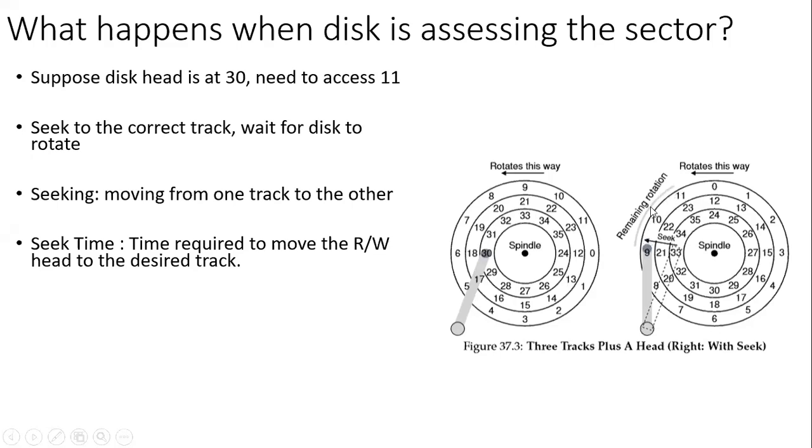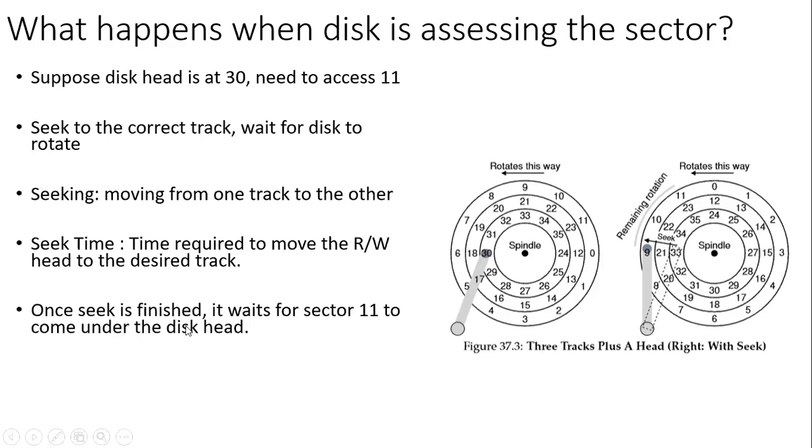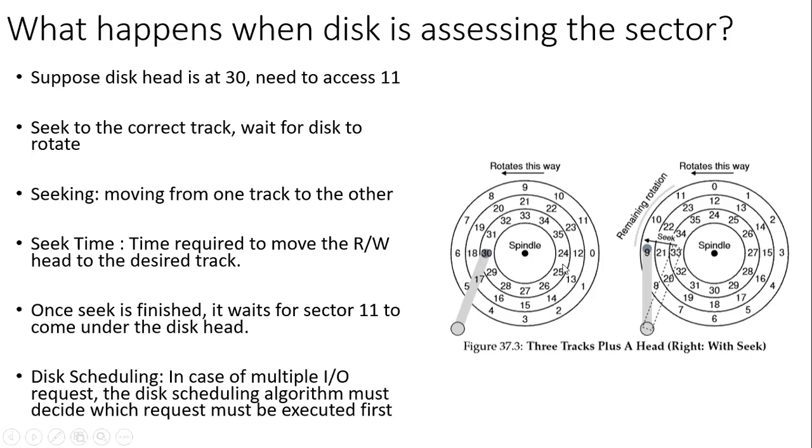Of course you can see this line. This is the rotation, as the disk is rotating in this direction, right? When this disk is rotating in this direction and 11 comes here, of course it requires some time to come under this head. So this is called the rotational latency. This time is called the rotational latency. Okay. So here, once the seek is finished, it waits for sector 11 to come under the head, right?